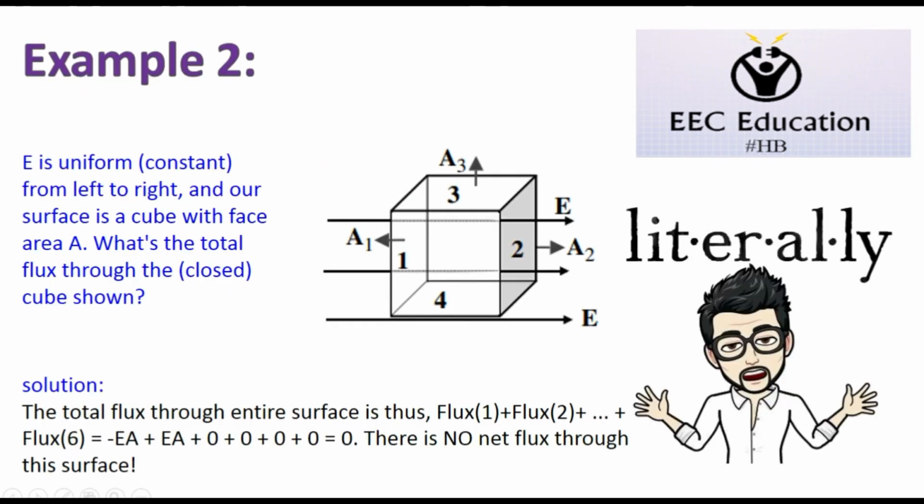Consider this example. It's required to find the total flux through the cube. Knowing that the electric field is uniform from left to right, only two sides of the cube will experience a flux. The other sides are parallel to the field, with zero flux. On the sides that experience a flux, one will be equal to minus EA and the other will be equal to EA. So the total flux will be 0.